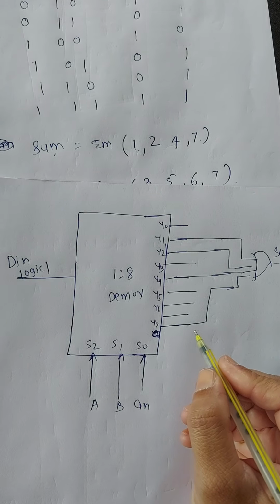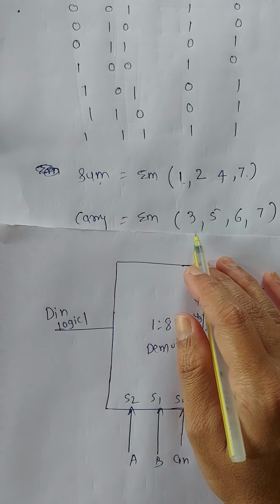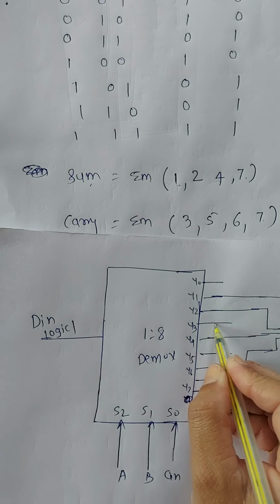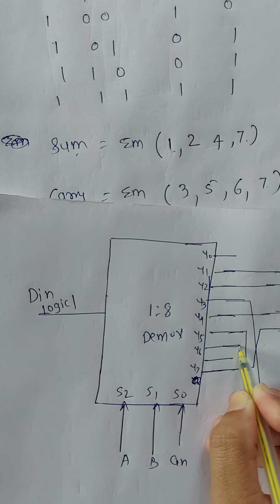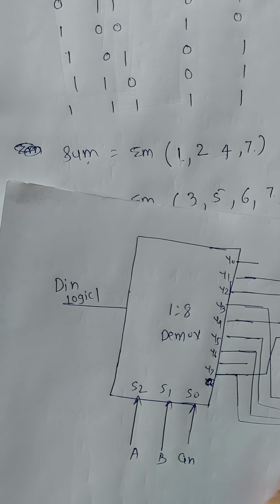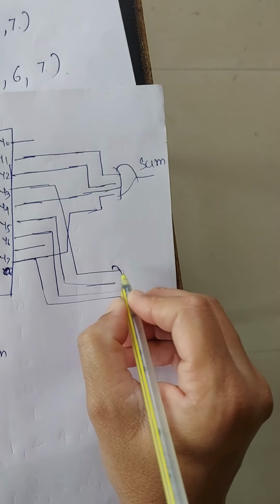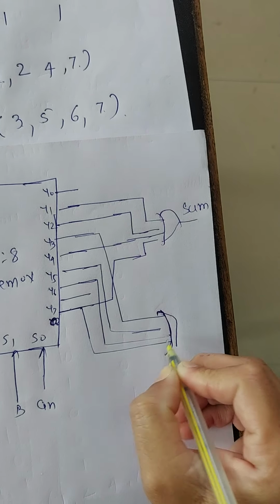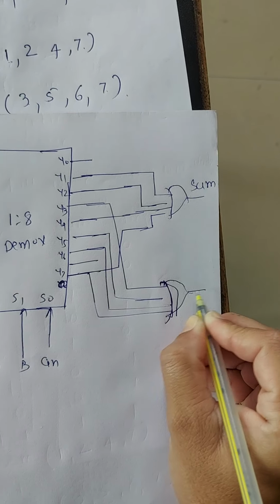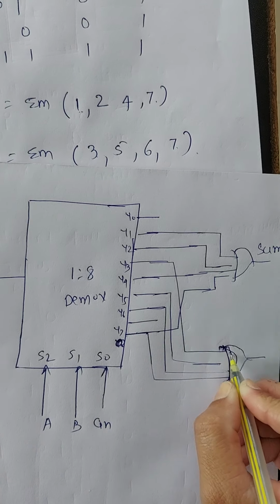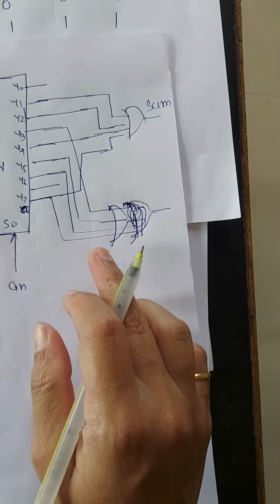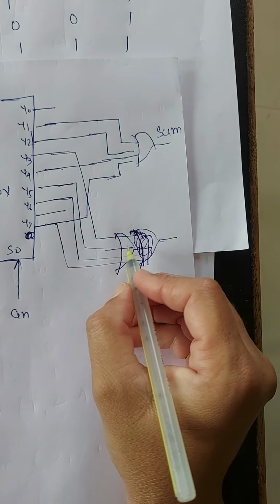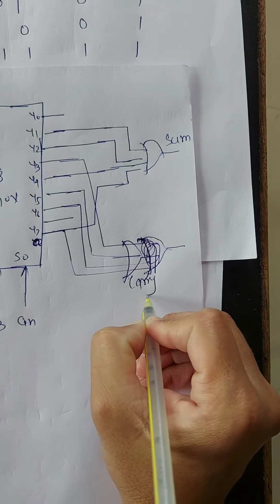And where is the carry 1? Carry is 1 for 3, 5, 6 and 7. These are ORed. Here is an OR gate, we connect the OR gate, and this is the carry equation.